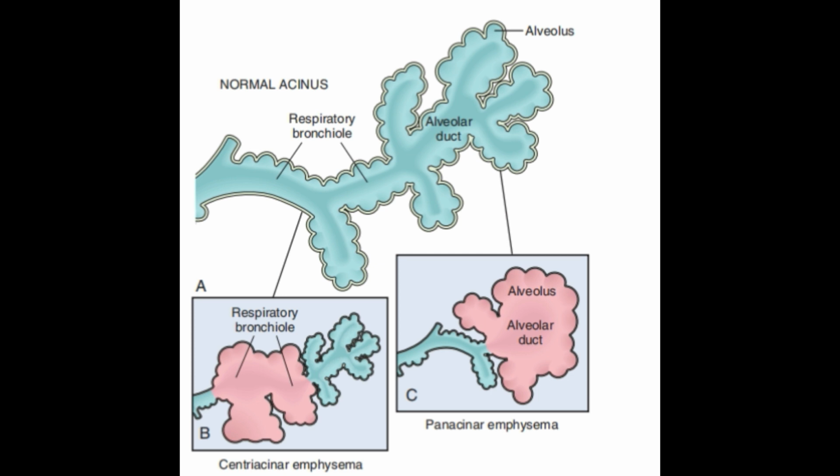So centriacinar emphysema is less voluminous, and the upper two-thirds of the lungs are more severely affected than the lower lungs. Upper two-thirds gets more affected in centriacinar.